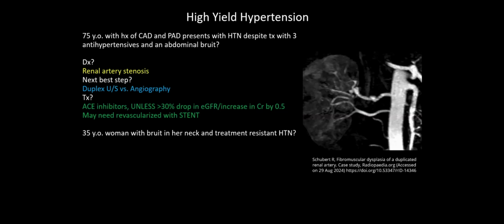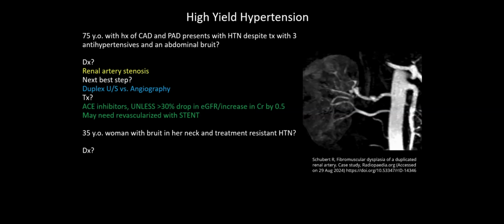So a 35-year-old woman, bruit in her neck, and she also has treatment-resistant hypertension, same as this other guy. So what's our diagnosis? What are you thinking now, Mike? I'm thinking probably fibromuscular dysplasia. Absolutely. So textbook case with the carotid bruit going on there.